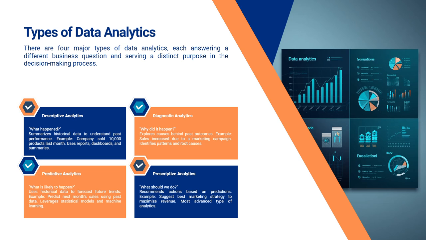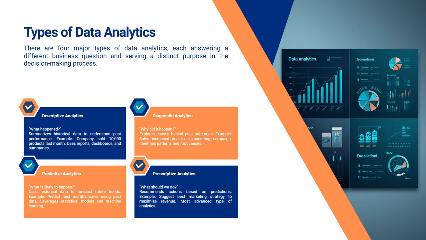And then we have predictive analytics, which is what is likely to happen. Predictive analytics uses historical data to forecast future trends. For instance, you can predict next month's sales using past data, and you can imagine tools like Microsoft Excel have forecast sheets. We have what-if analysis, where you can quickly do these predictions.